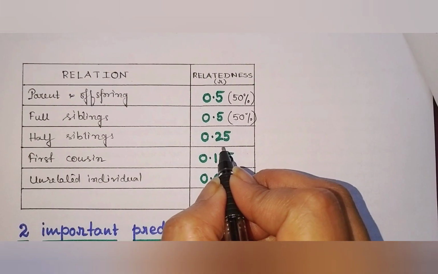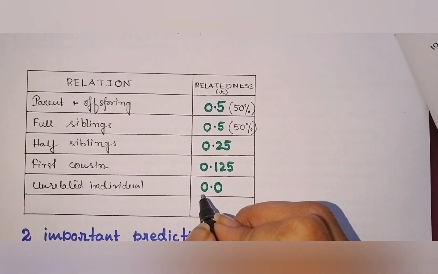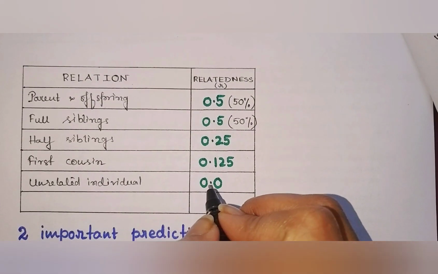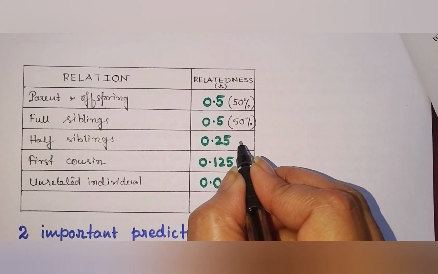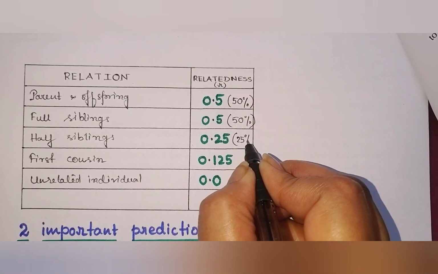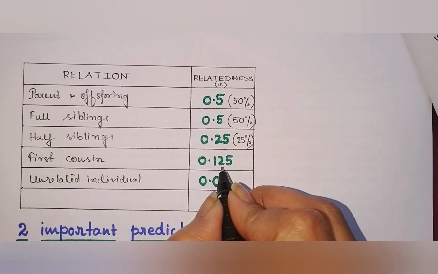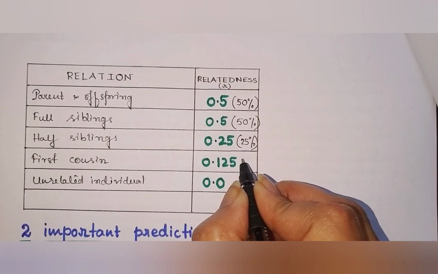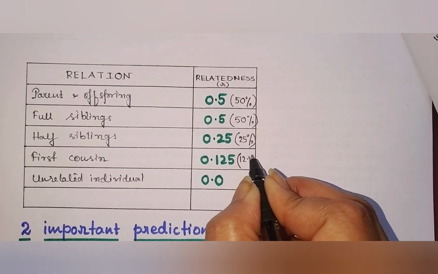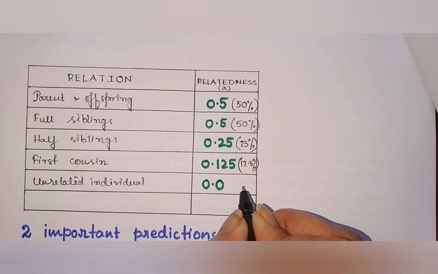Half sibling. What is half sibling? Step brothers, step sisters. That means one parent is similar, the other is dissimilar. Here the value of R is 0.25, that means 25%. First cousin is 0.125, that means 12.5%, and unrelated individual R is 0.